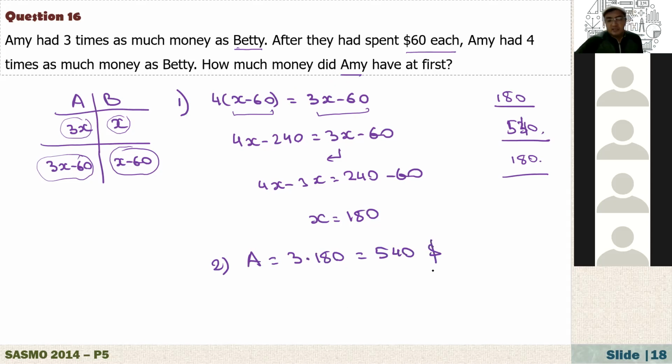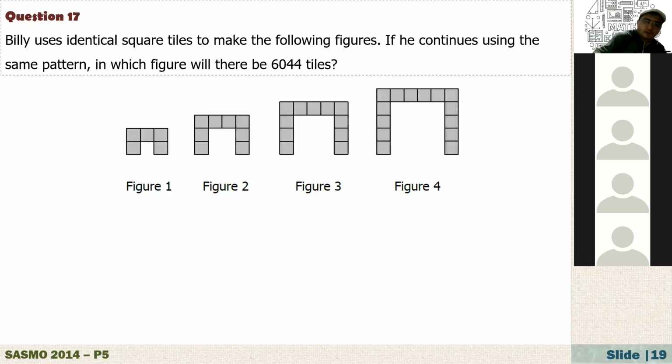That is $540. Nargis, Ismail, I think you just found the value of X, then stopped. Because in the question, they are asking how much money Amy had at first, right? You need to find 3X. Yes. Very good. Can I read the question? Yes. Answer.